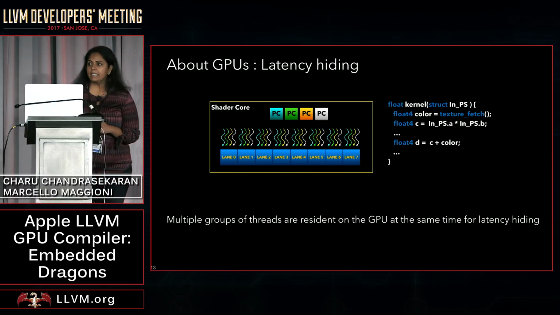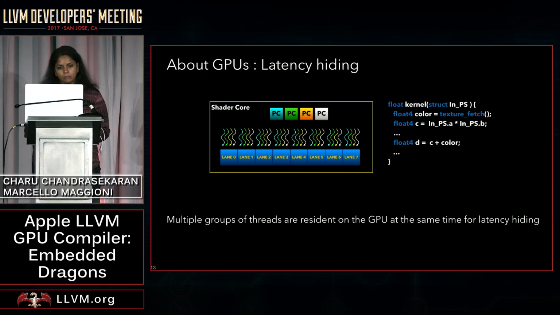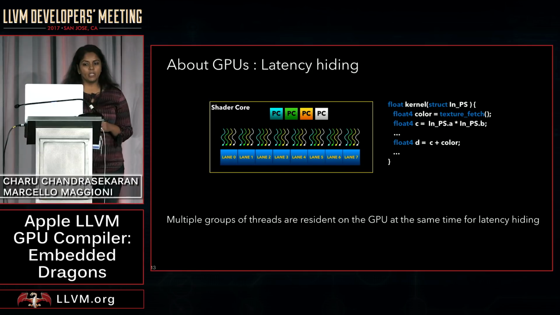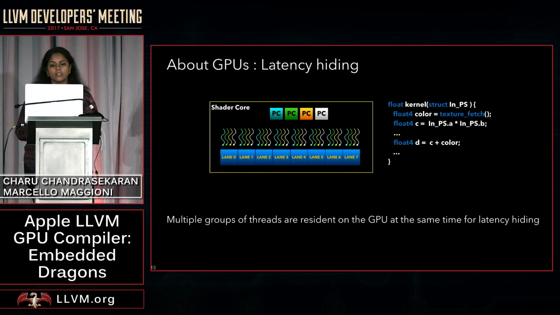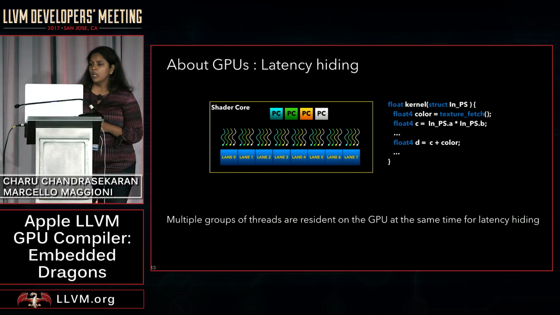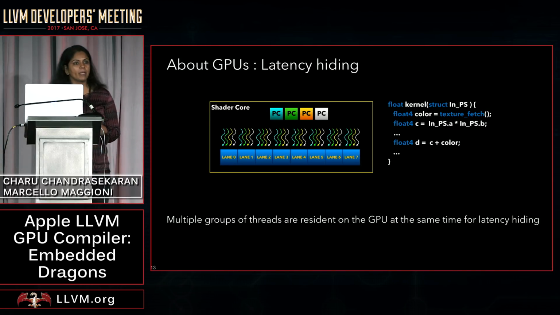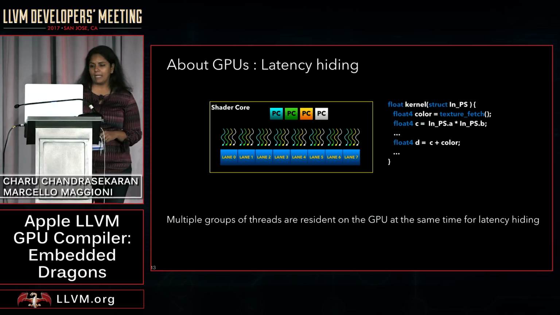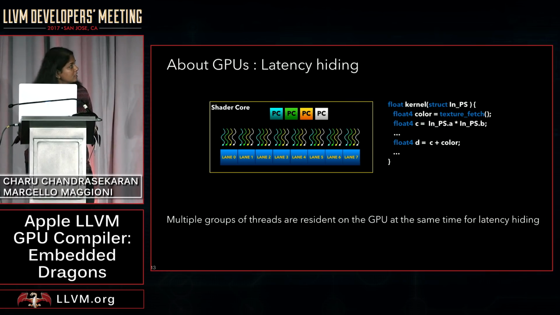Let's understand latency hiding on a GPU. As seen in the image, multiple groups of threads are resident on the GPU at the same time to help with latency hiding. Most modern GPUs employ a mix of multi-threading and instruction-level parallelism to attain maximum performance. Let's understand latency hiding again with an example.